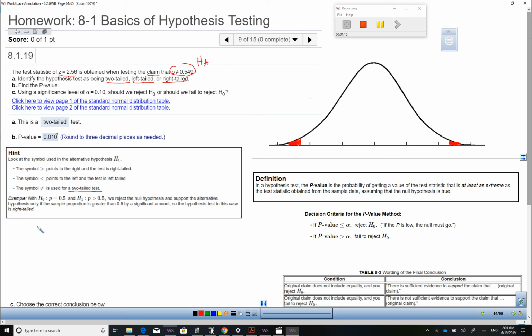Remember, the null hypothesis contains only equality as a mathematical symbol, and the alternative hypothesis contains either this symbol greater than, less than, or different. In this particular case, it is different. So the claim is here.